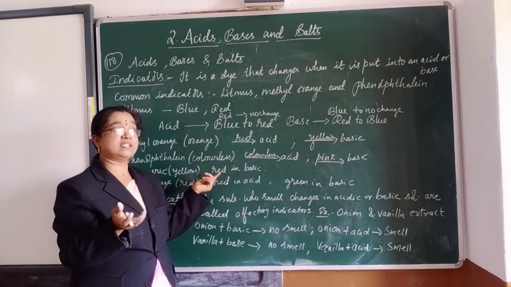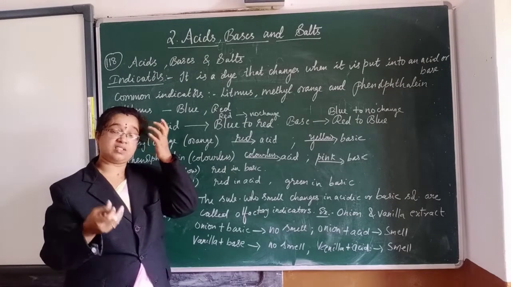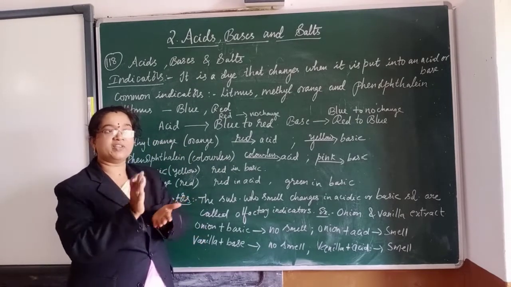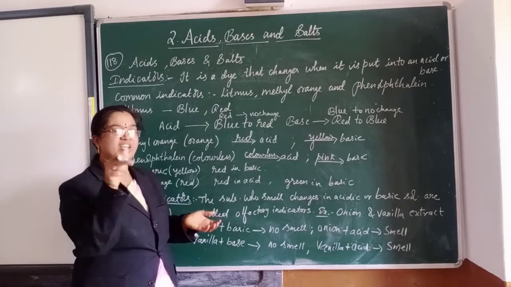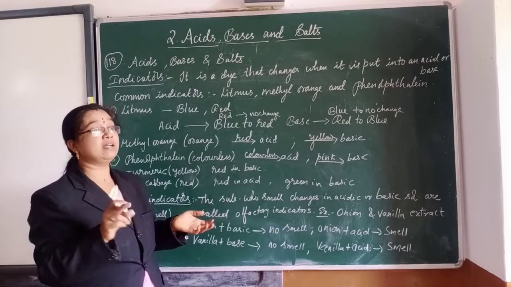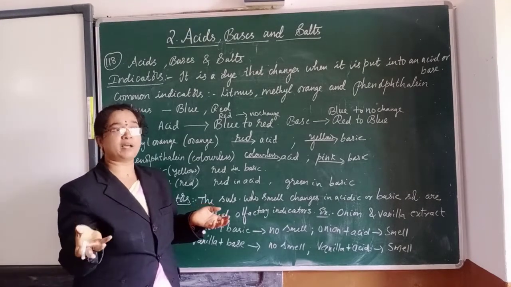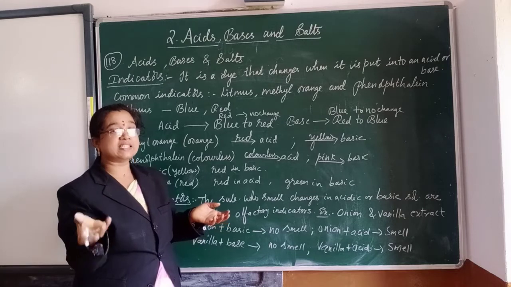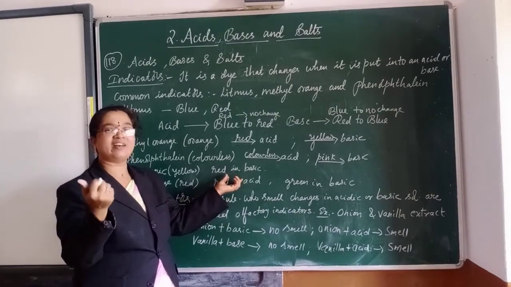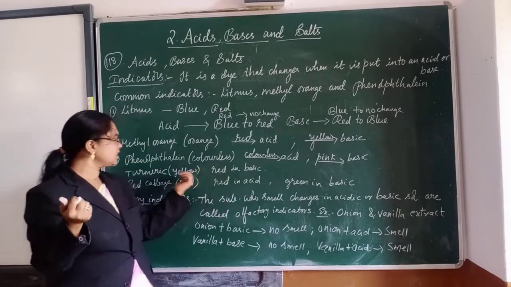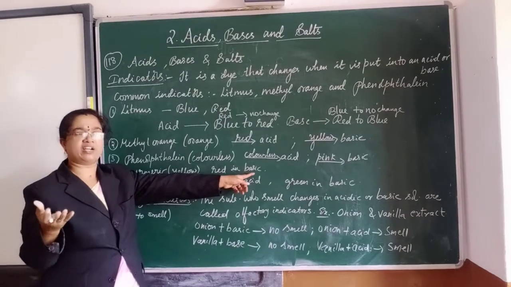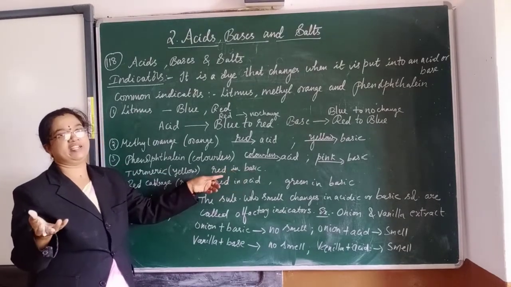For example, when we are eating, if some curry falls on our clothes and we rub with soap, immediately that stain will change into red color, or not? Yes. Why will it change into red color? Because soap is made up of some type of base, isn't it? That base will change it into red color. So when turmeric comes in contact with any base, it changes to red color.